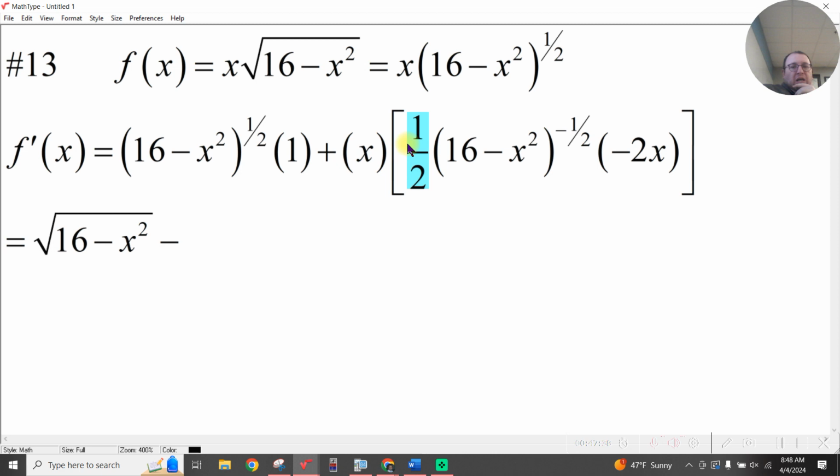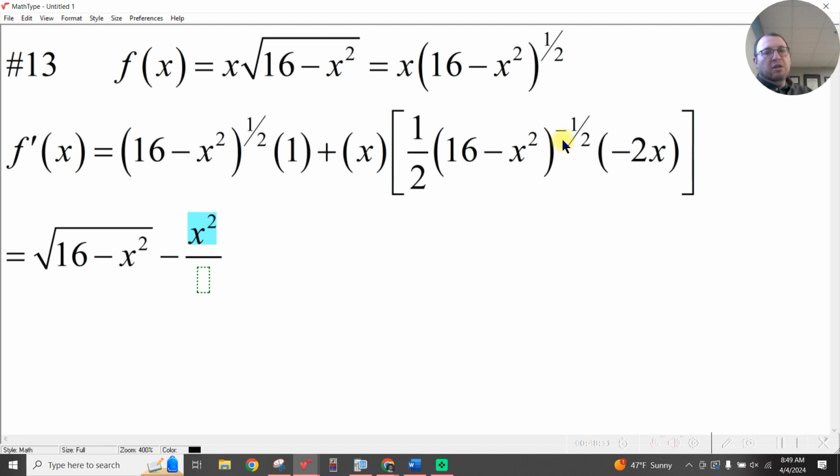I've got a 1/2 and a 2 that's being multiplied together. Cancel. X times X. So I've got X squared. Now you might leave yourself some room here. I'm about to do a little bit more, okay? You see that this is to the negative 1/2? So I'm going to write this as X squared over, because it's negative, right there. And the 1/2 means square root.